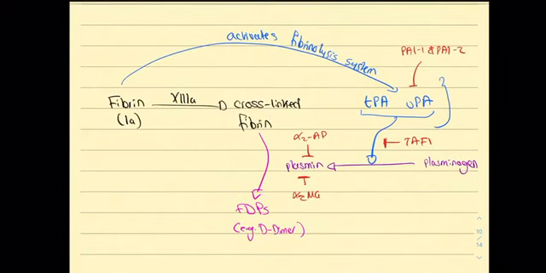So if we go back to our drawing, here we have PAI1 and PAI2 inhibiting TPA and UPA. Alpha-2 antiplasmin and alpha-2 macroglobulin inhibit plasmin. And finally, TAFI inhibits the action of TPA and UPA on plasminogen.